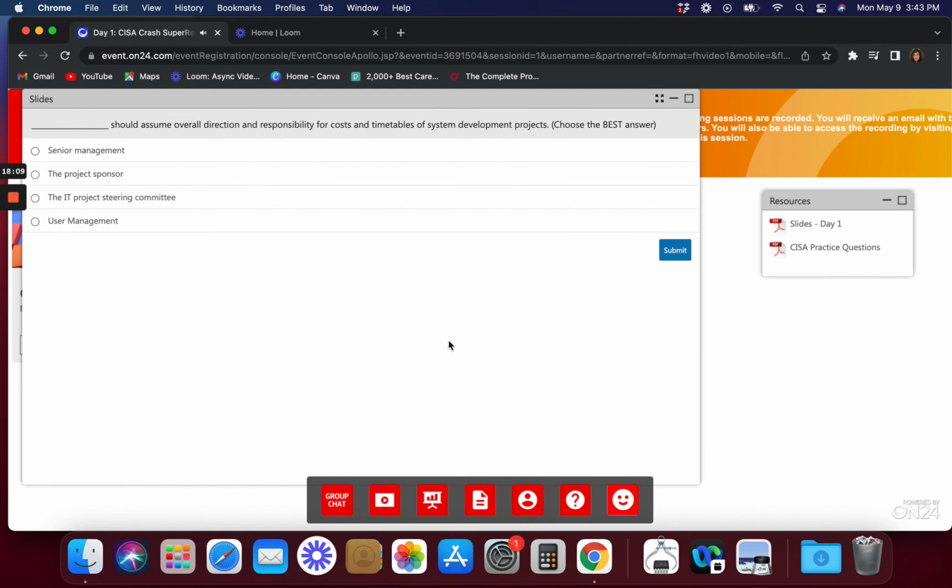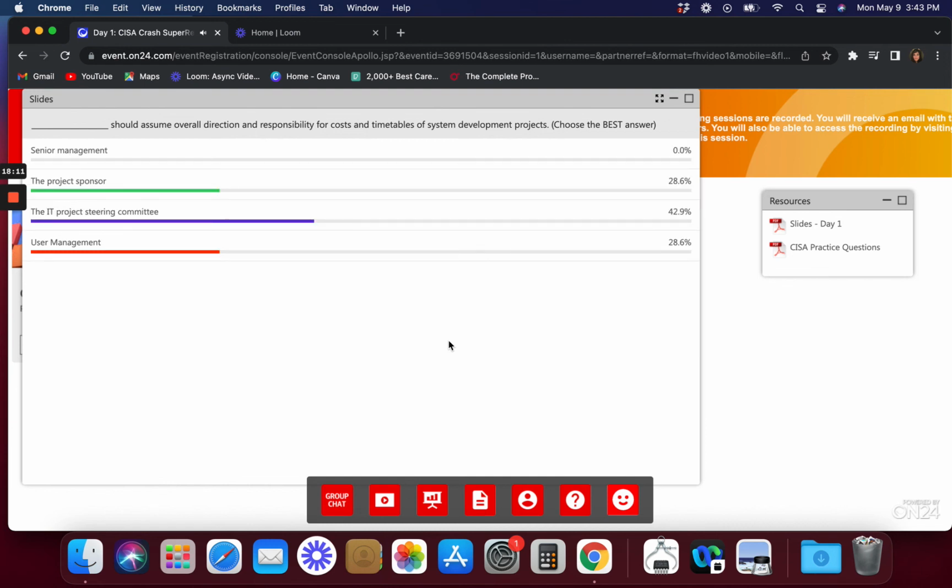And, yep, most of us got the answer right. The overall direction and responsibility for costs and timetables, when they said overall direction, that's not the project sponsor. That's just the people who pay for it. User management, they're not managing the project. Overall direction, responsibility for costs is going to be the IT project steering committee. That is correct.